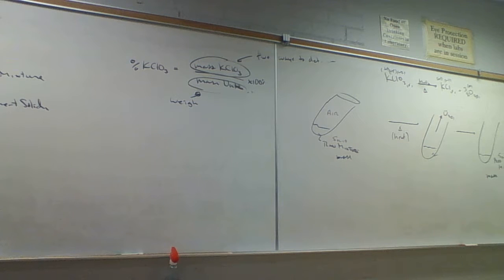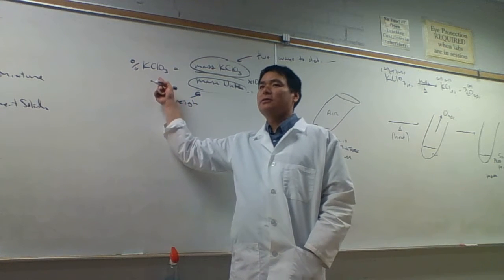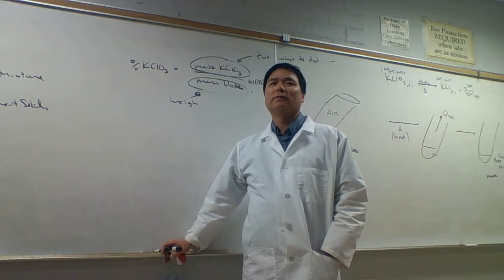This is using the mole ratio. It's 2 moles of KClO3 to 3 moles of O2. And then from moles of KClO3, we could get the mass of KClO3. From the mass of KClO3, we'll just plug that back into here, and we'll be able to calculate our percent KClO3 by mass.